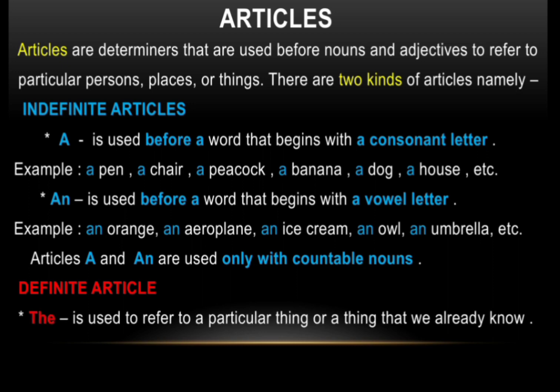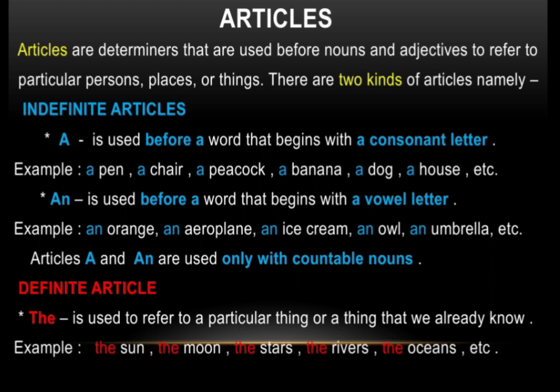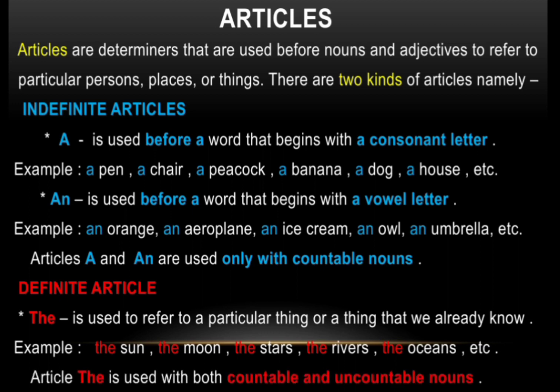Now, coming to the definite article, the is the only definite article and it is used to refer to a particular thing or a thing that we already know. Example: the sun, the moon, the stars, the rivers, the oceans, etc. The article the is used with both countable and uncountable nouns.